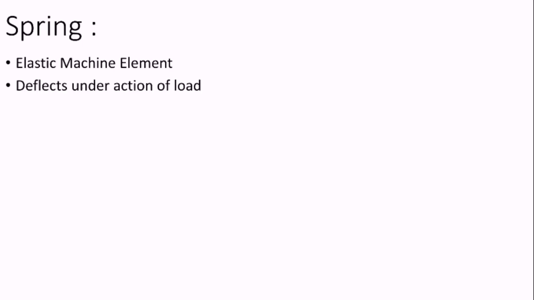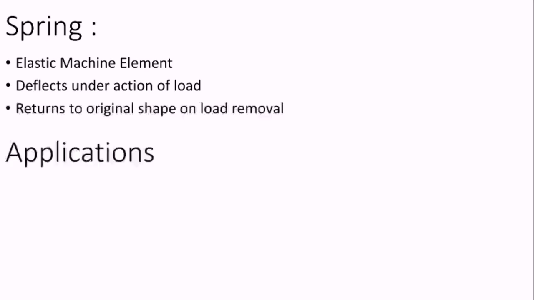What is a spring? A spring is defined as an elastic machine element which deflects under the action of the load and returns to its original shape when the load is removed. The important function and applications of the springs are as follows. First, the springs are used to absorb shocks and vibrations. For example, in vehicle suspension springs, railway buffer springs in elevators, and vibration mounts for machineries.